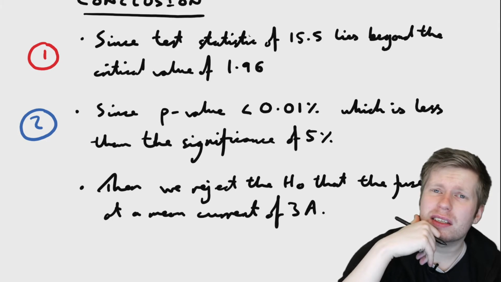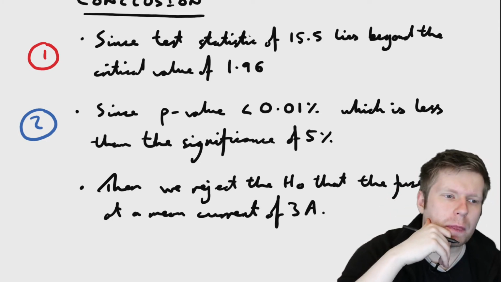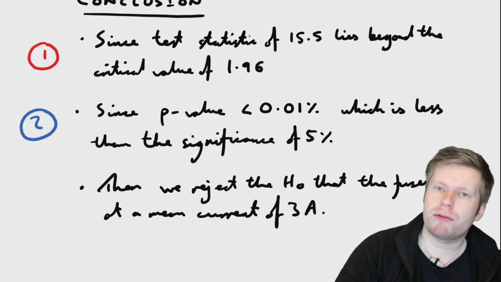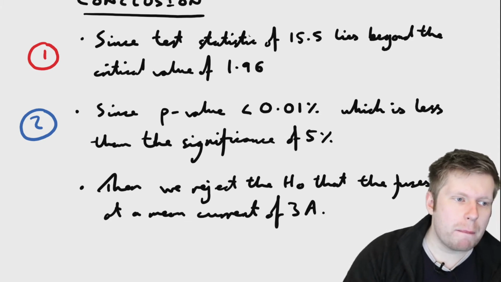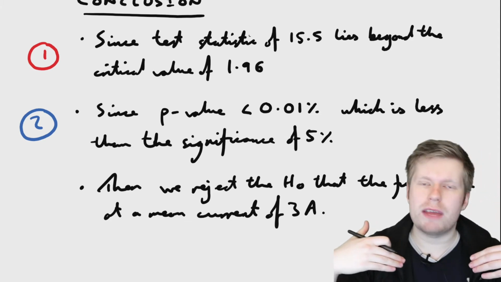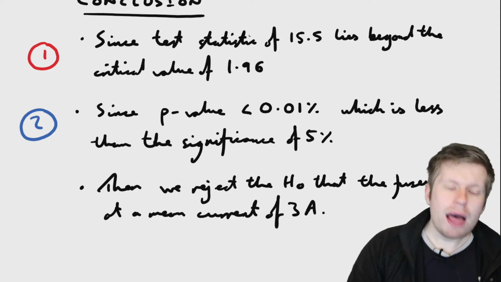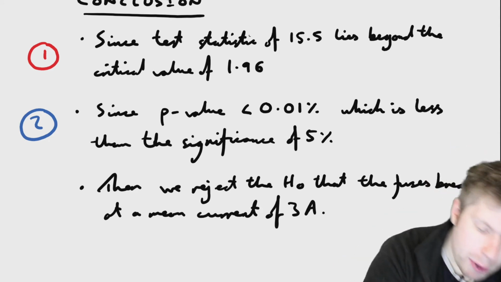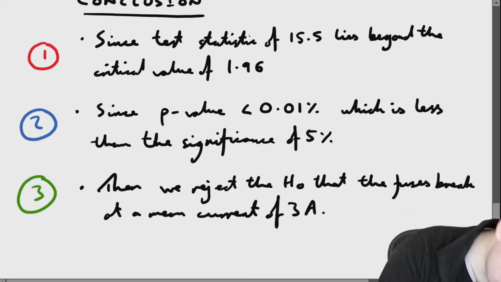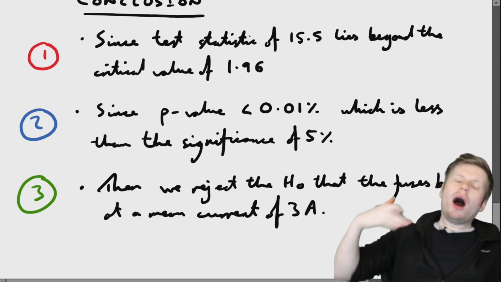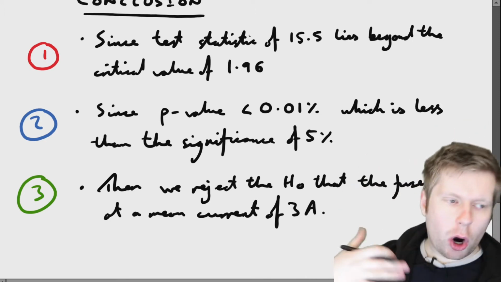It's more or less 0%, but not quite, and it's certainly less than the significance level of 5%. Remember, significance level is the point where we say the p-value goes from high to low. Then we reject the null hypothesis, but that's not enough. I don't just say we reject the null hypothesis. I also try to put that conclusion in context.